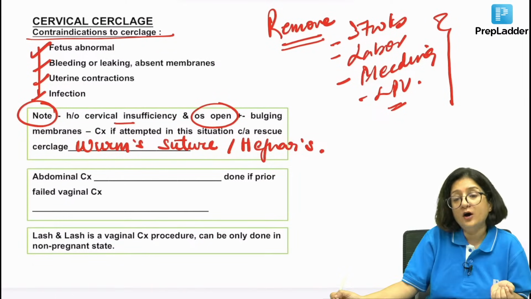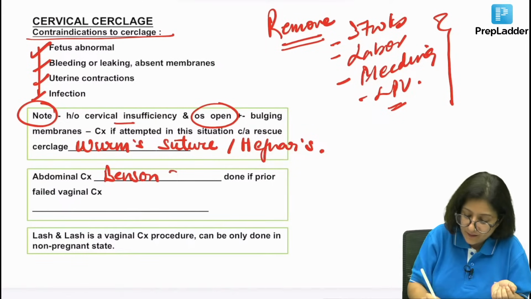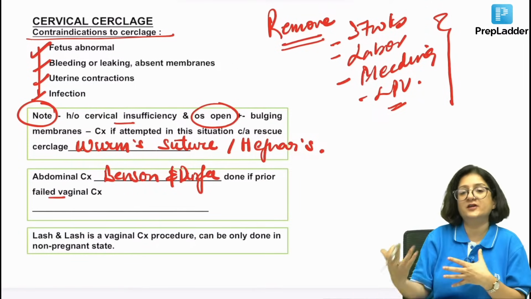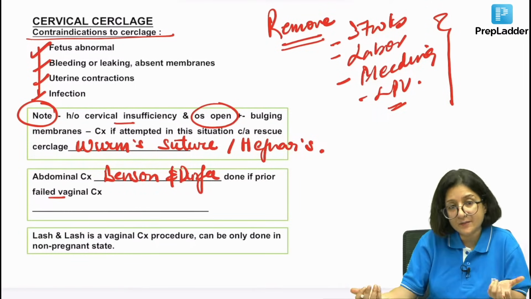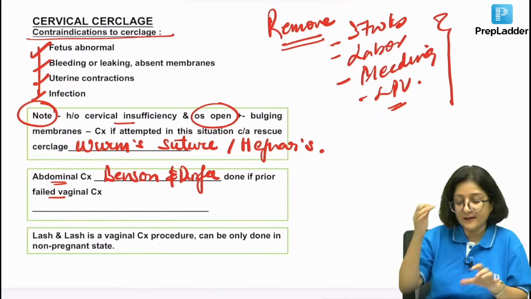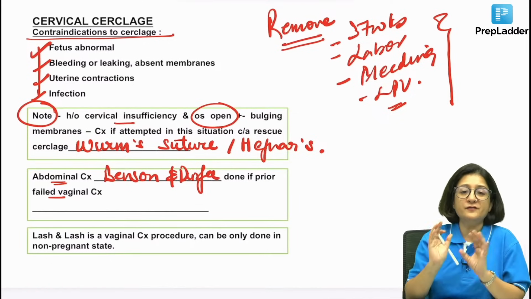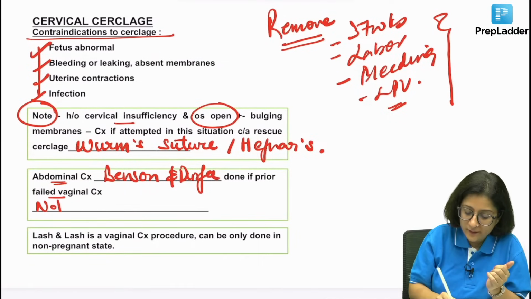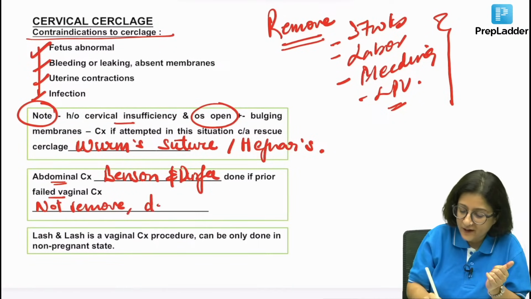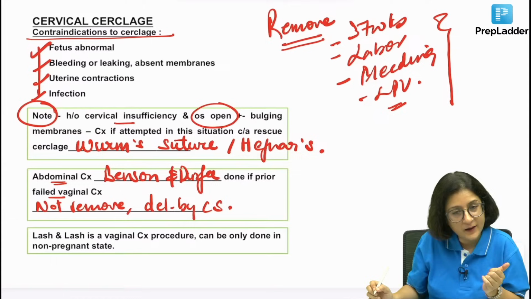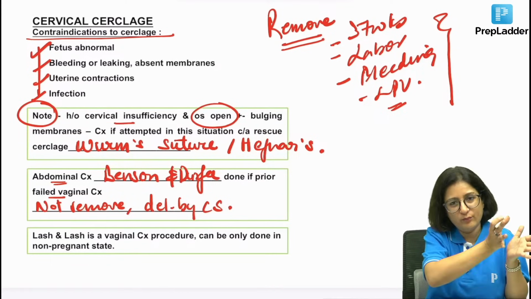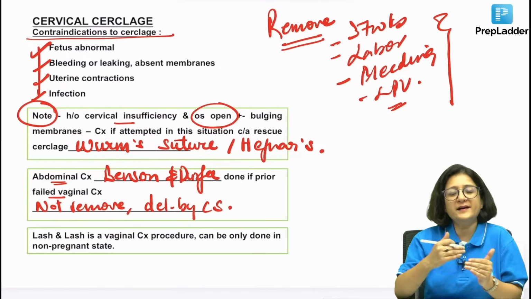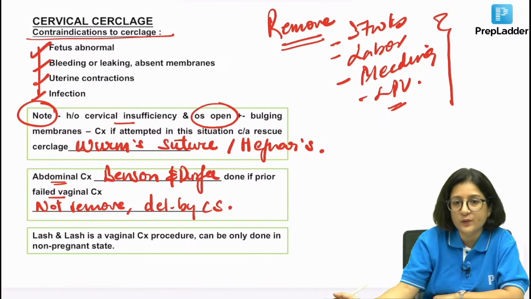Okay. Now, abdominal cerclage is called as Benson and Durfee cerclage, and it is generally done if prior failed vaginal cerclage surgery has been attempted and it is not working. Now, abdominal cerclage, please remember, if we put an abdominal cerclage, we will not remove it. Okay, it is not removed and patient is delivered by cesarean section. Because we've taken a lot of pain to put an abdominal cerclage with a lot of technical difficulty and everything, it can stay there for subsequent pregnancy also. We don't need to remove it.